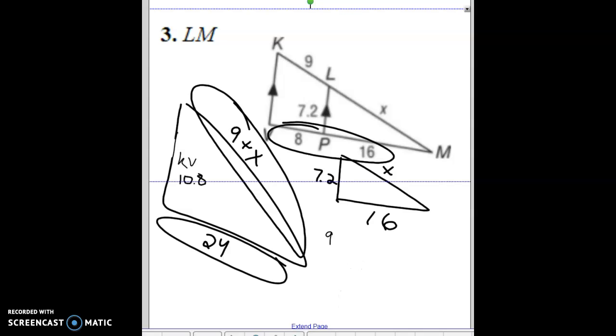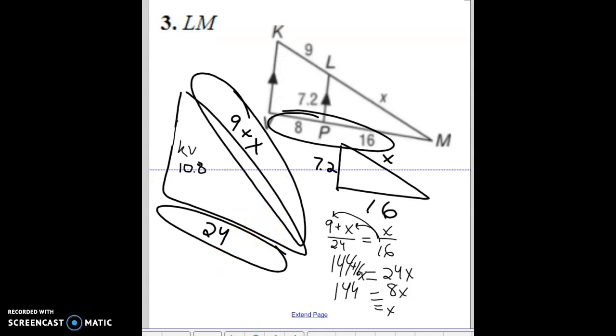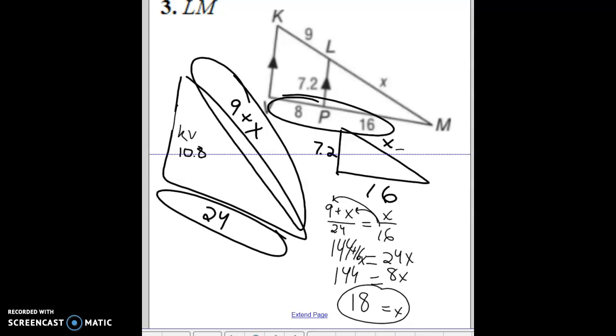You can find KV, 10.8, or you can now solve by setting up this side over 24 and x over 16. And when you set that up and cross multiply and divide, you end up with x equals 16. And the long side over here becomes 27.